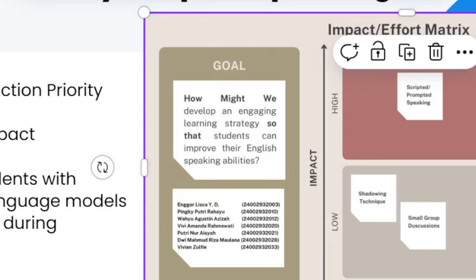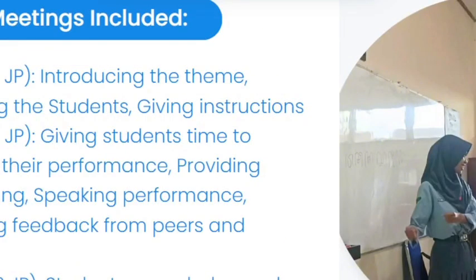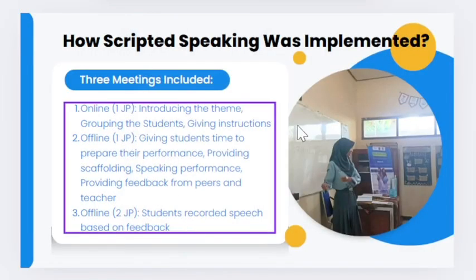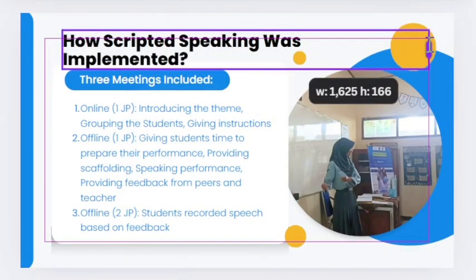The insight that we've gotten is that students often remain silent in speaking activities because they fear making mistakes, they fear being judged, or they do not really know what to say. So that's why we believe that the how might we question that we have here will help us give a well-structured path to reach our goals. And then the next one is how it was implemented.